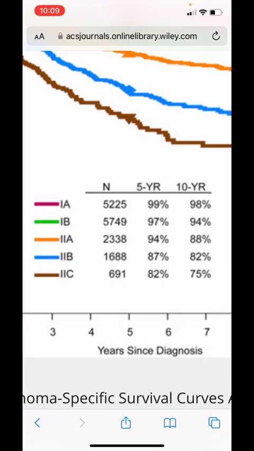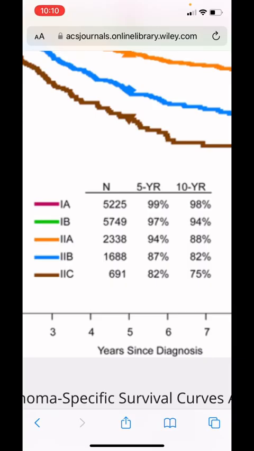So let's say we've got a melanoma that is stage 2C. The 5-year overall survival is 82%. The 10-year overall survival is 75%. That means 25 out of 100 people will die from stage 4 melanoma in the future. These people initially had stage 2C melanoma, but they developed recurrence and metastatic disease in the future, and unfortunately they die from the melanoma.